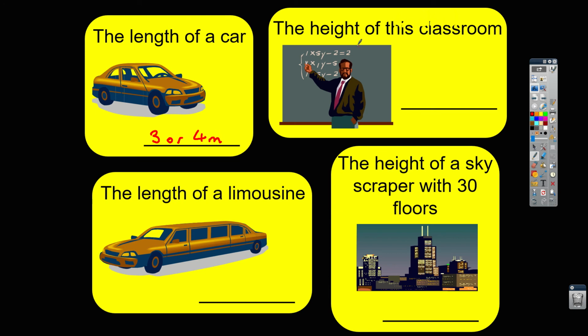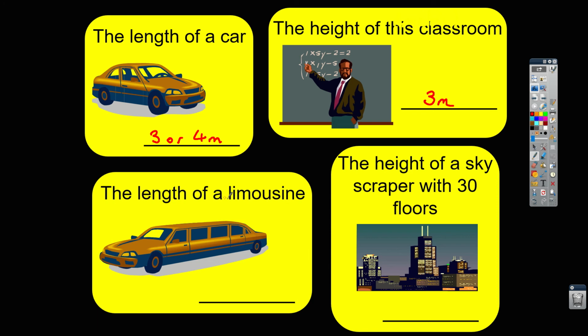The height of the classroom. Now, you're not in the classroom at the moment, but if you think about any room in your house, again, if a human being is about 2 meters tall, then the height of the classroom might be 3 meters or maybe a bit more. So again, I would say roughly about the same thing. I'm going to say 3 meters tall. Probably a bit bigger, but that's about right.